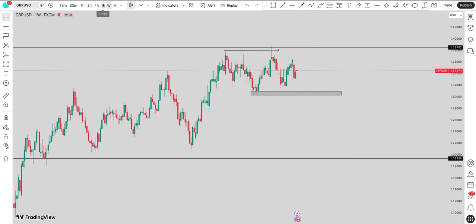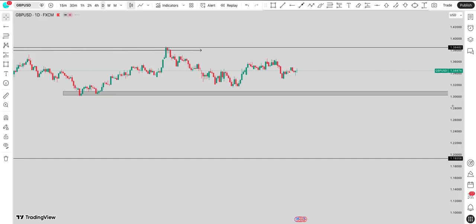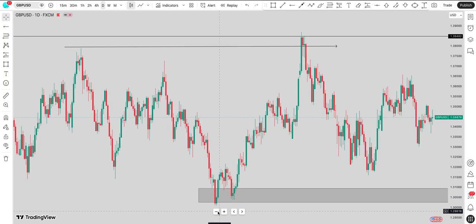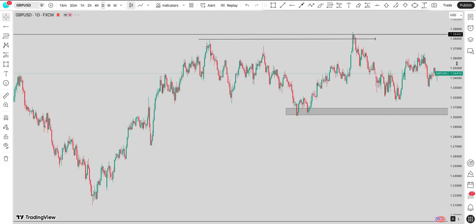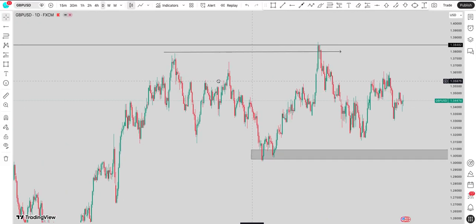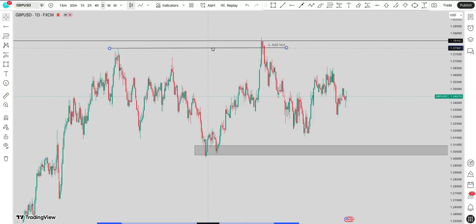So let's go on the daily time frame. The daily would now determine if we are going with the daily or the weekly. Okay, so on the daily time frame, you see this wick that we see here, it's kind of like a breakout on the daily time frame. On the weekly, this was a weak breakout, but this is a bullish breakout.